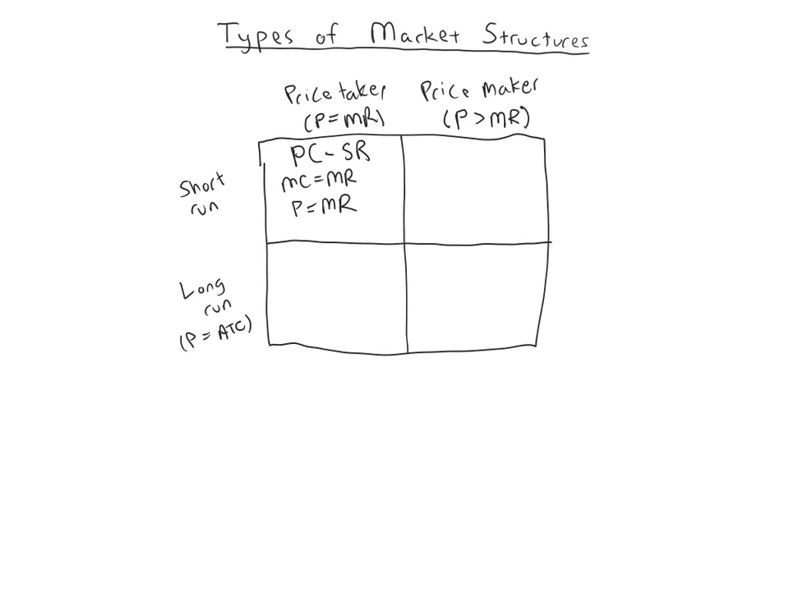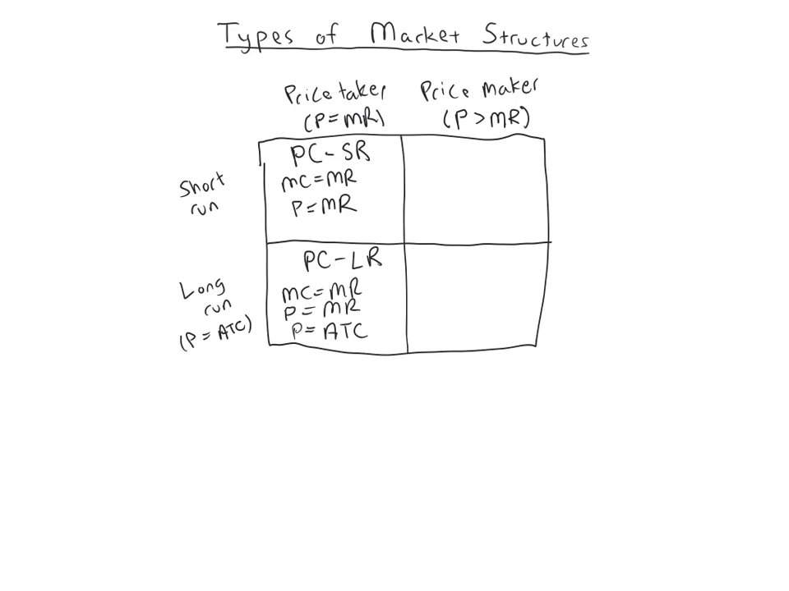You can probably guess then that if the top left is PCSR, when we shift to the bottom left, we're shifting from short run to long run, so this will be perfect competition in the long run. Here we'll also have MC equal MR, because firms maximize profit. We'll also have P equal MR, because we're in the left column for price takers. But since we're in the bottom row, we'll also have zero profit, so we'll have P equal ATC. And now, using these three equations, the only three that you need to memorize for perfect competition in the long run, you can derive all the other implications.